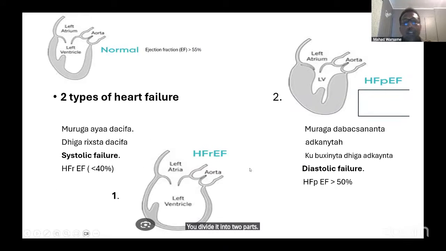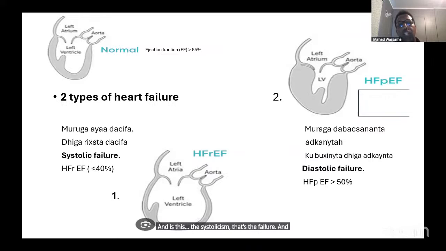And one part is systolic heart failure. The muscle becomes weak. Maybe because it could be a heart attack, and you lost some muscle of the left side of the heart. So the muscle becomes weak, and that's the failure.